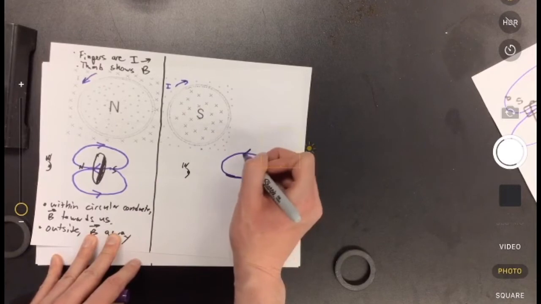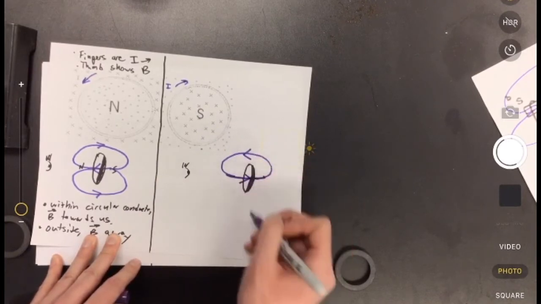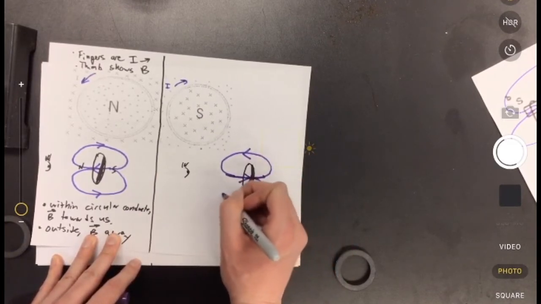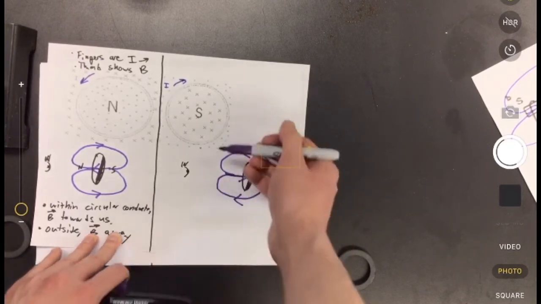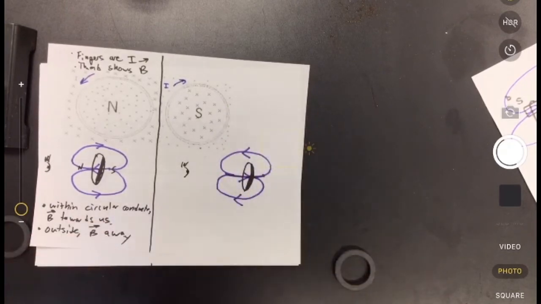So they're coming towards me on the outside and away from me on the inside of the loop. Just going to draw another one. Away from me on the inside, towards me on the outside. Dots on the outside, X's on the inside. Okay, so what does that mean?